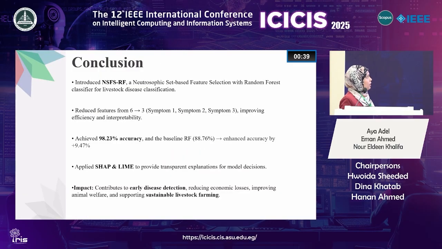Conclusion: we made neutrosophic feature selection with random forest, reducing features from 6 to 3, and it improved the accuracy. We applied SHAP and LIME explainable AI to explain the results.